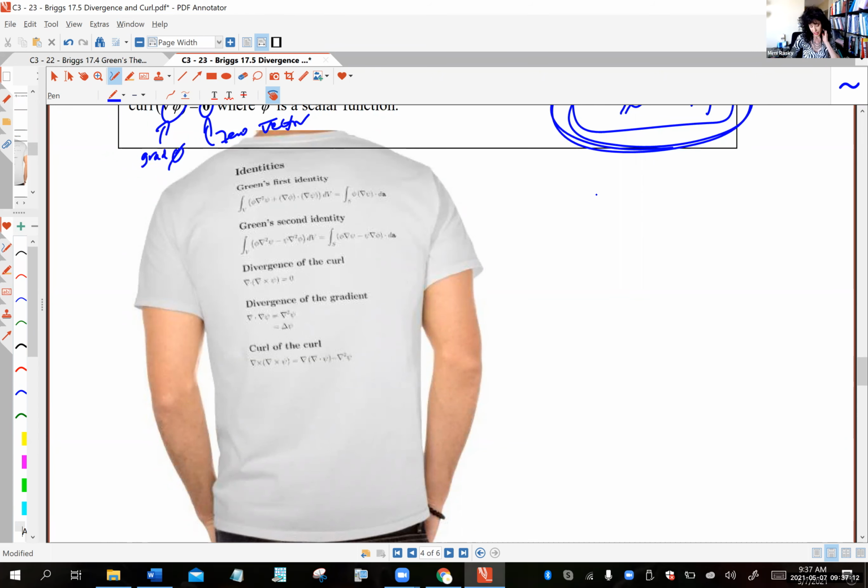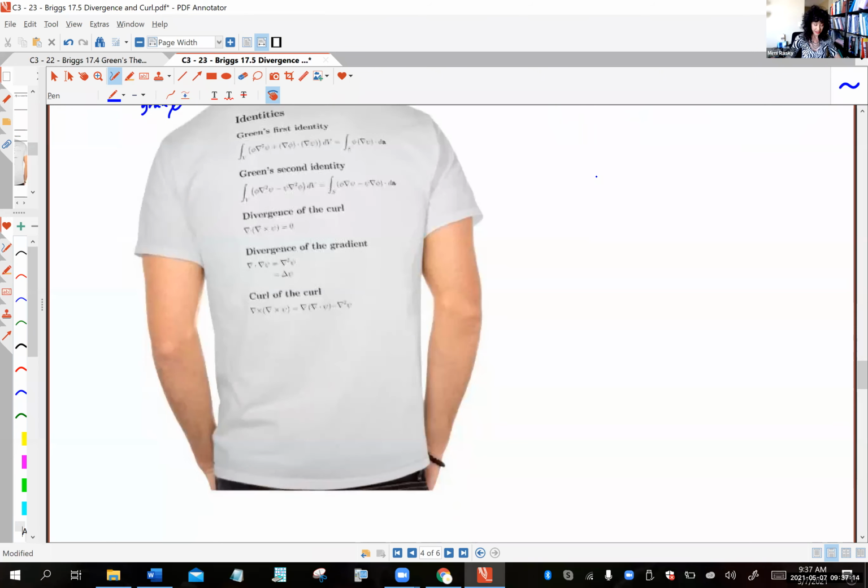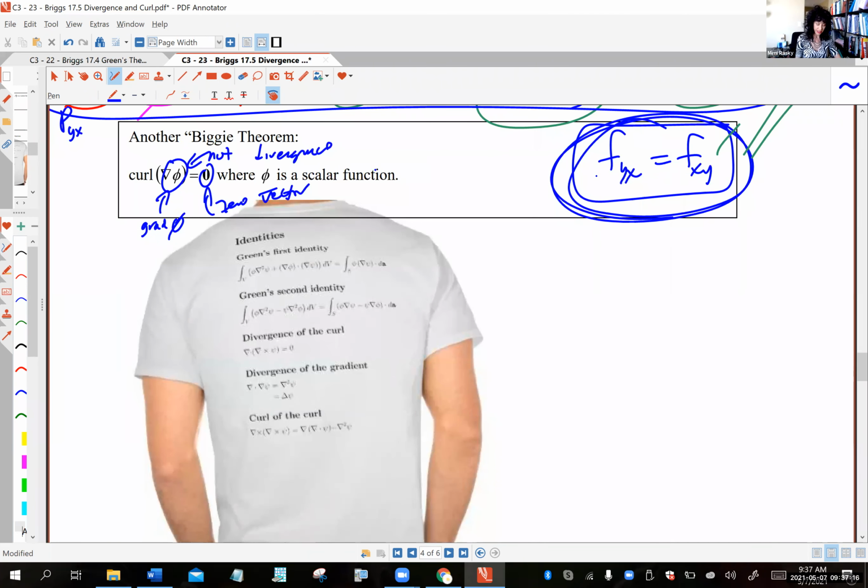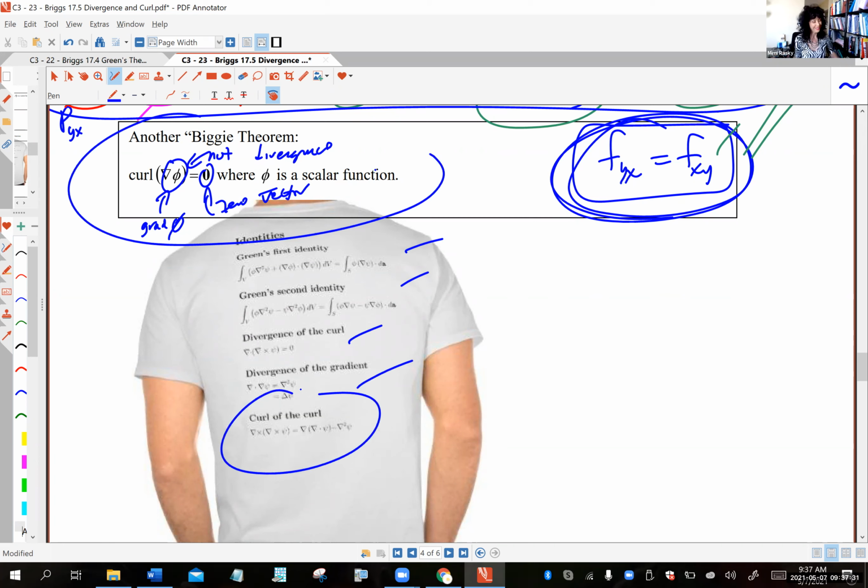If you notice this guy's t-shirt, he's got Green's second identity: divergence of the curl, which we just did with the first biggie theorem, and divergence of the gradient, that's the second biggie theorem. I didn't do curl of the curl, but you can take the curl of a curl.